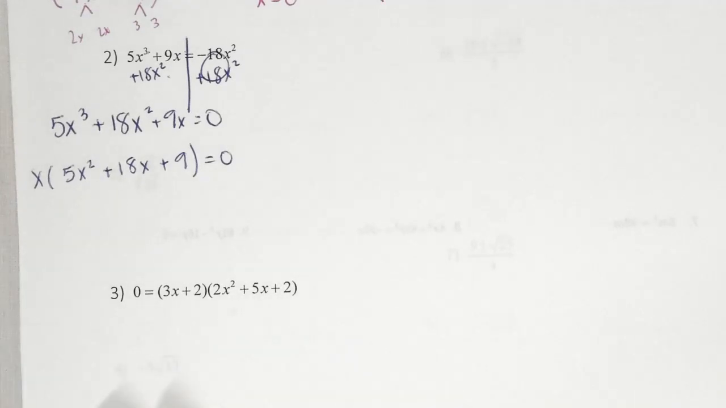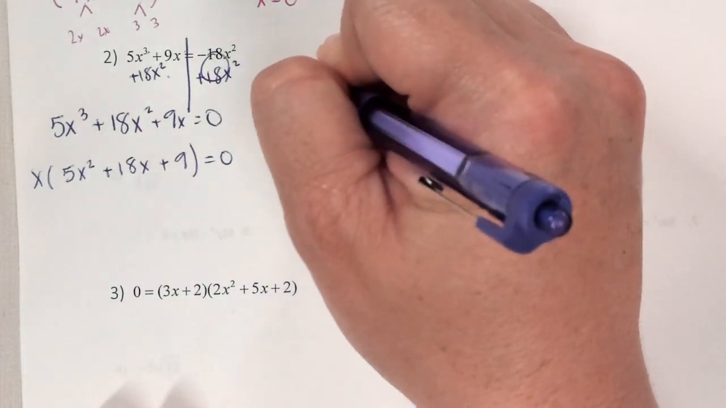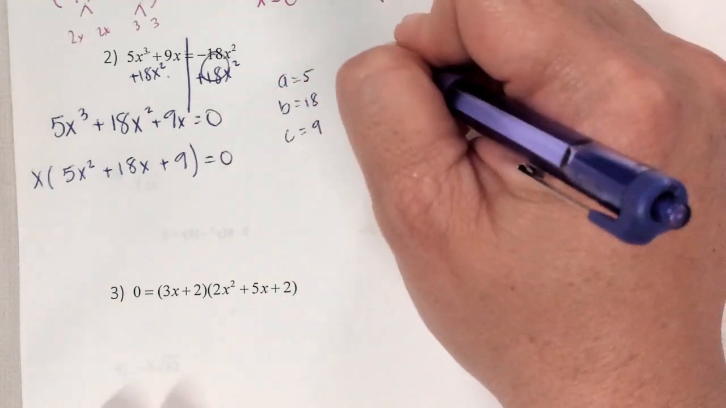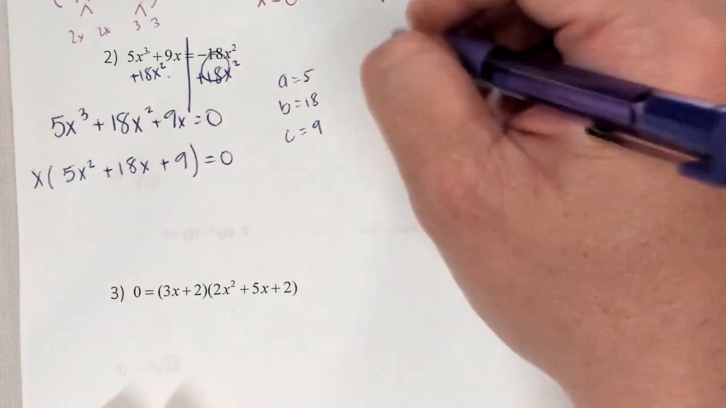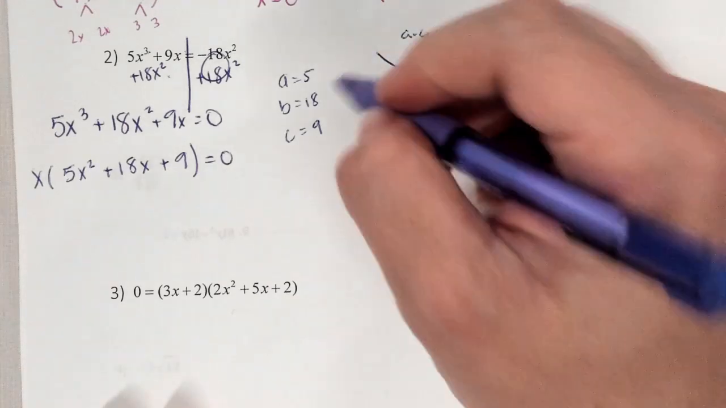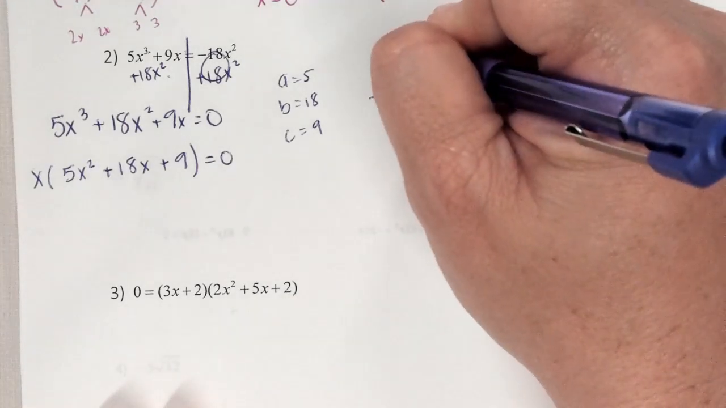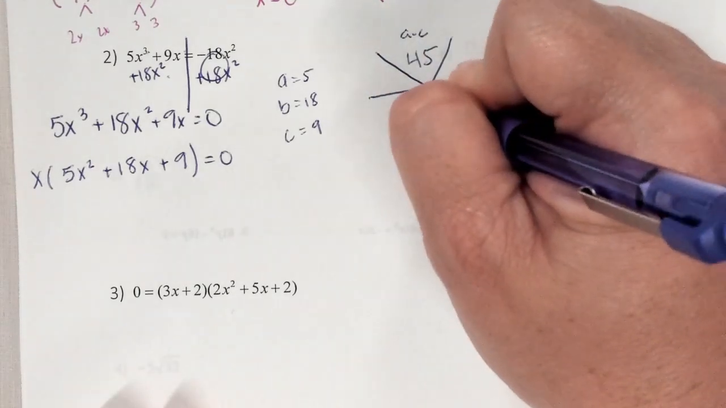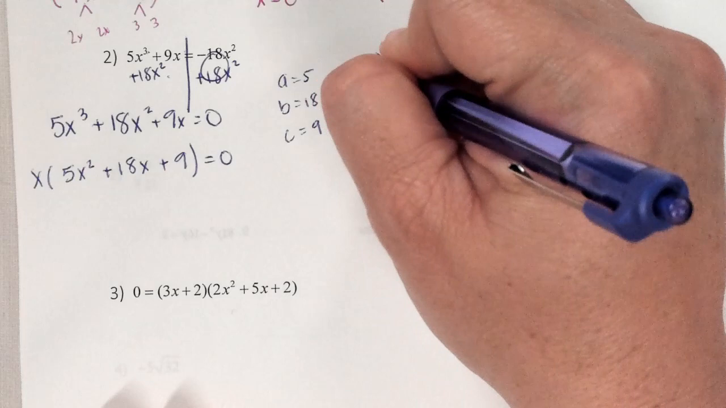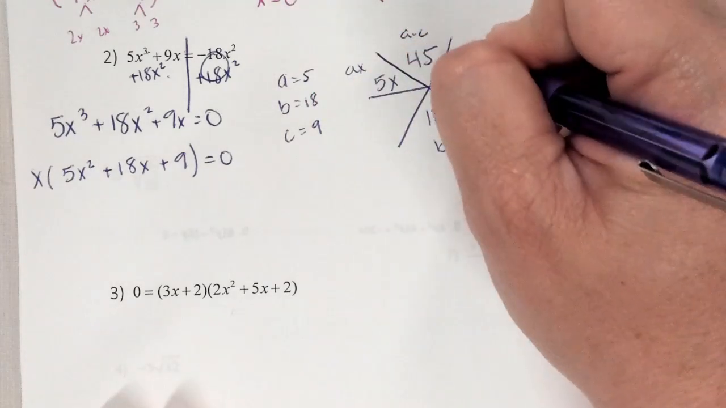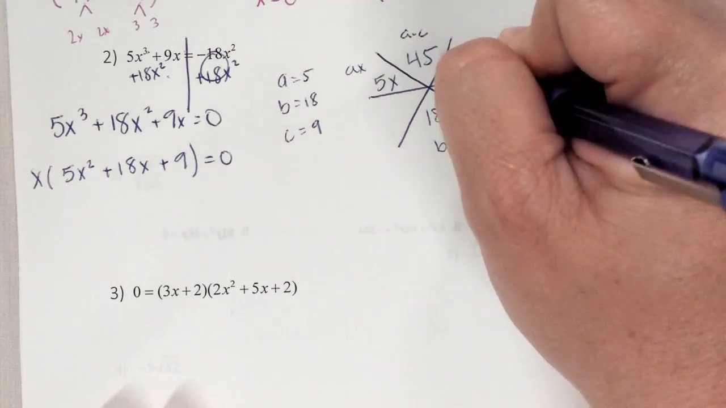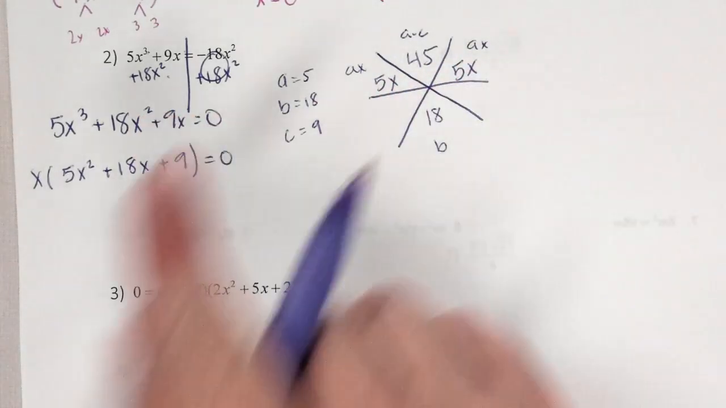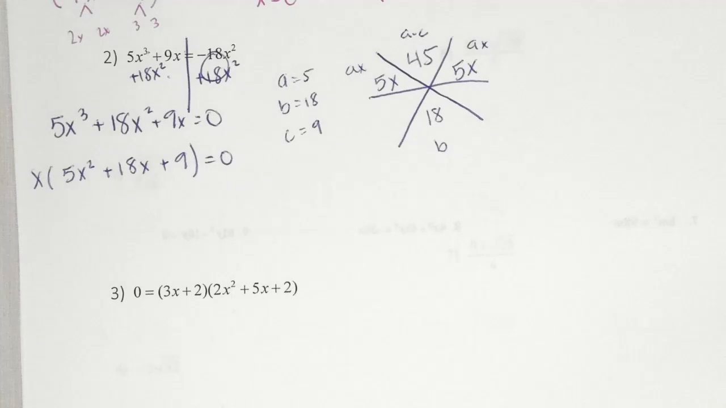And now I have to factor. So I know A is 5, B is 18, C is 9. I know A times C goes on top, so what's 5 times 9? And B goes on bottom, which is 18. Ax goes here, so 5x. Ax goes here, so 5x. Never put a squared here unless we're trying to factor something to the 4th power, but we're not there yet, so don't do that, okay?